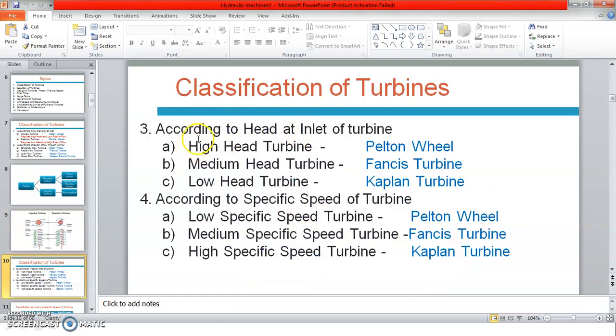Then the third point related to the classification is according to the head at the inlet of turbine. High head turbine, medium head turbine, and low head turbine. High head means Pelton wheel, medium head example is Francis, low head is Kaplan. Then according to the specific speed, low, medium, and high specific speed, Pelton, Francis, and Kaplan are the basic types of these low, medium, and high specific speed turbines.